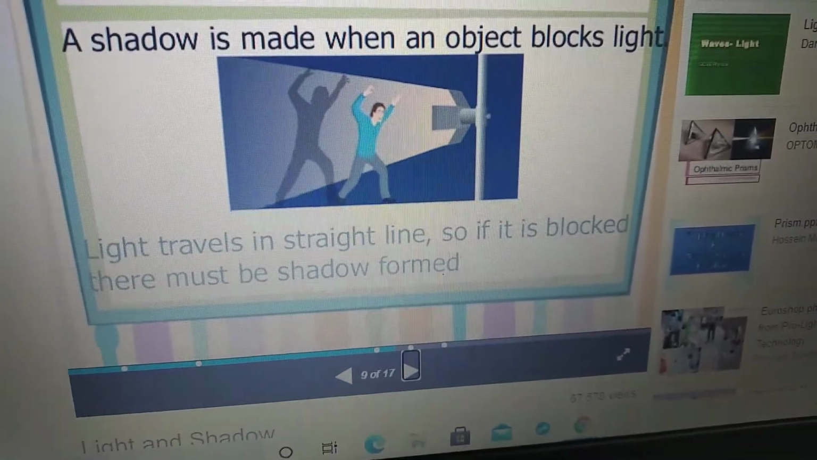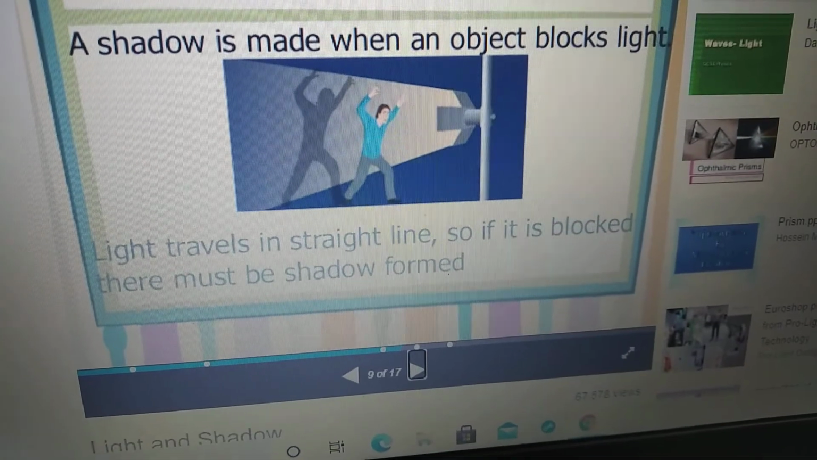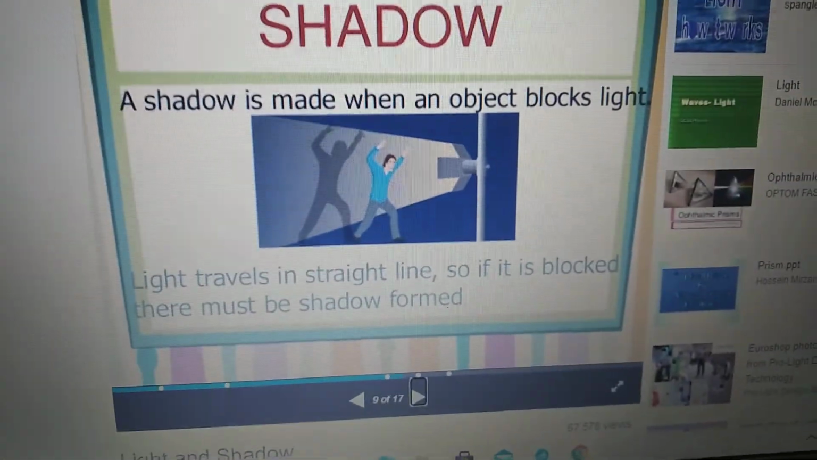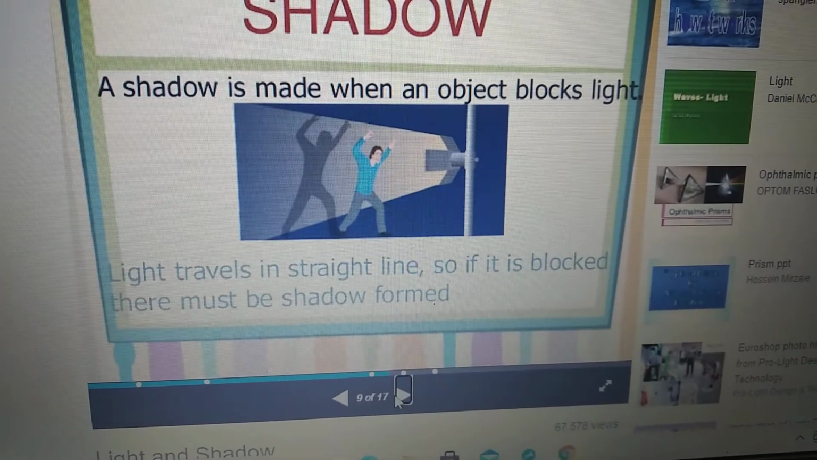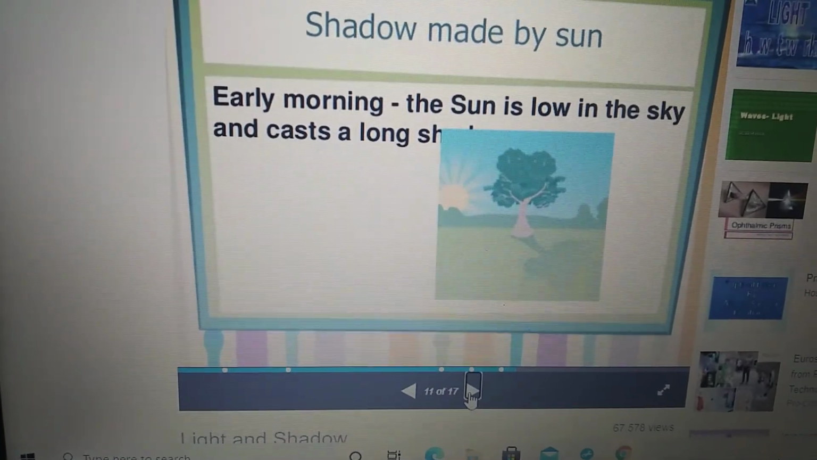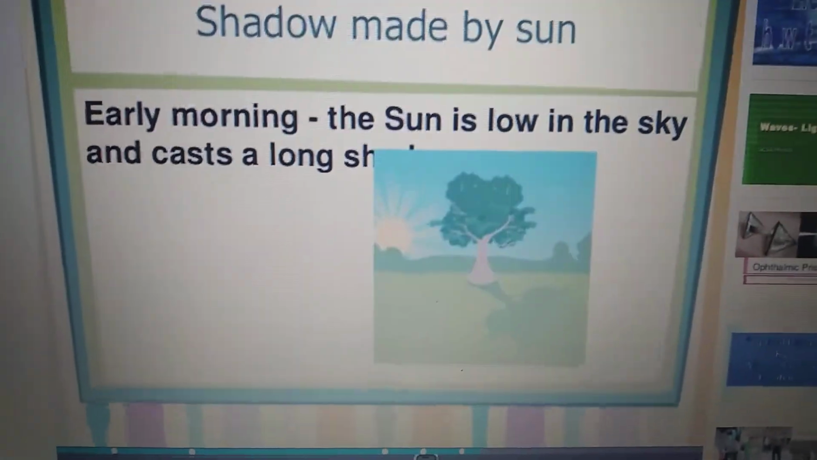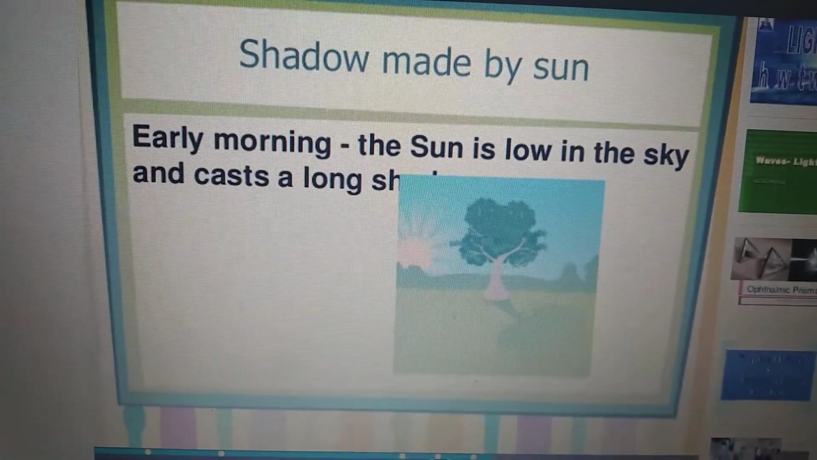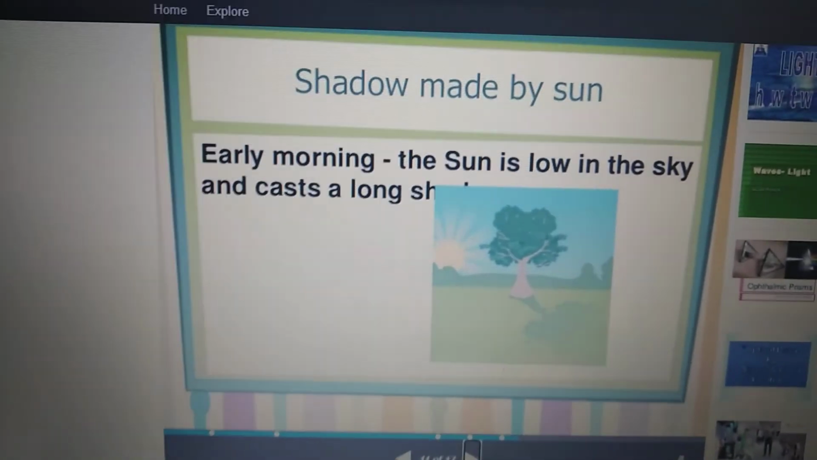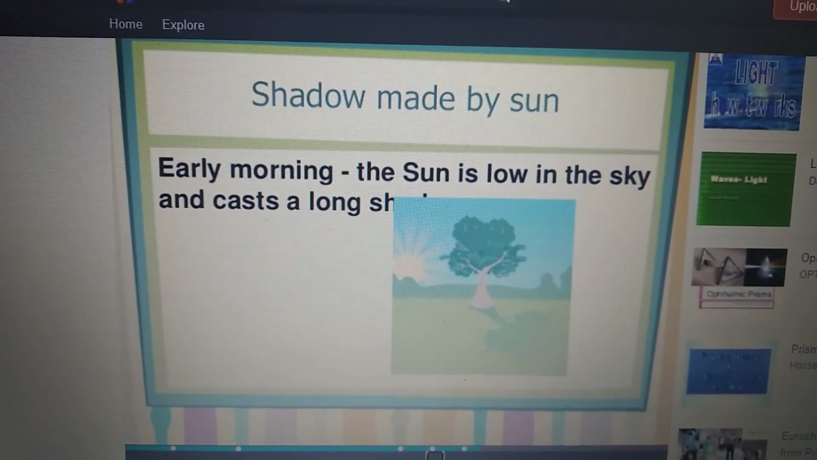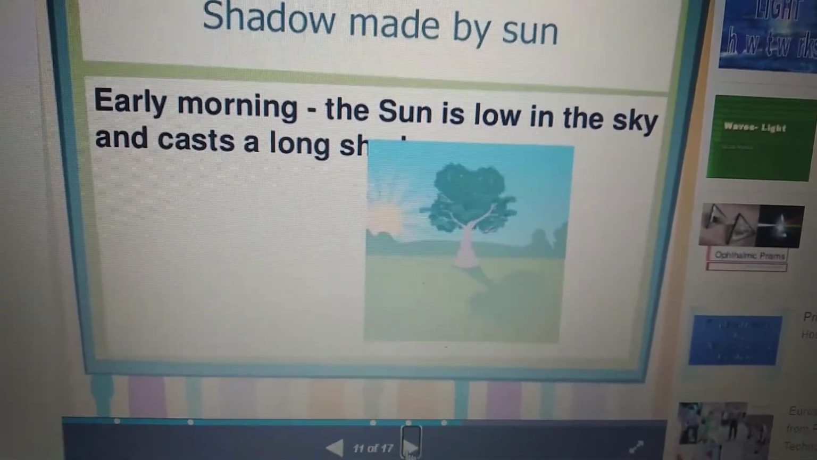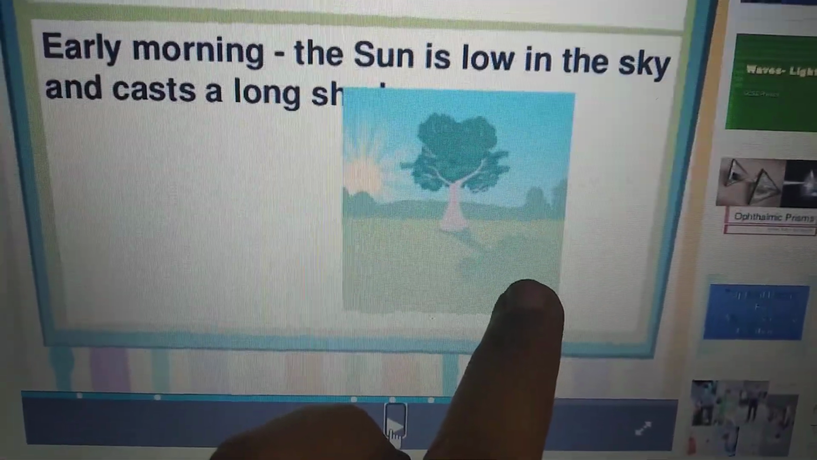So, a shadow is made when an object blocks the light. And we will see how this shadow looks in the early morning. Are you seeing early morning, children? The sun is low in the sky and casts a long shadow. There may be long shadows and short shadows. See here, the shadow of the tree, how long it is, isn't it?